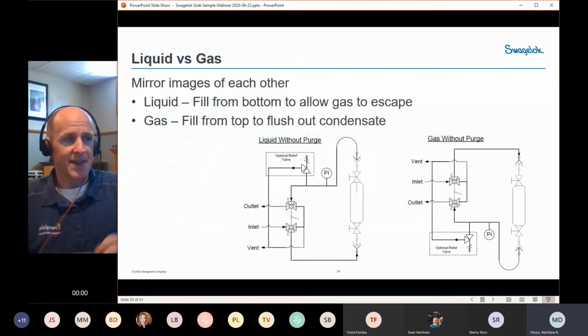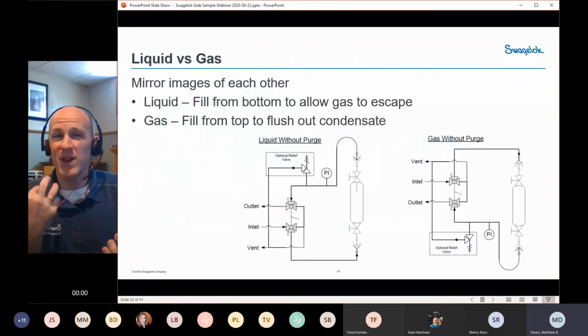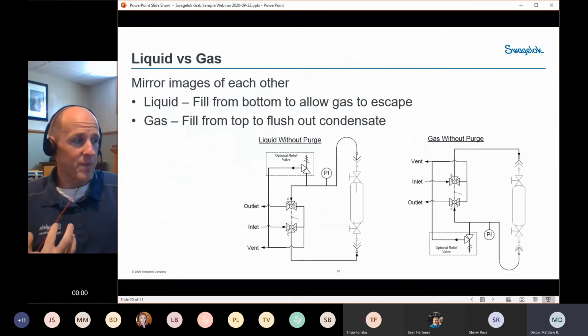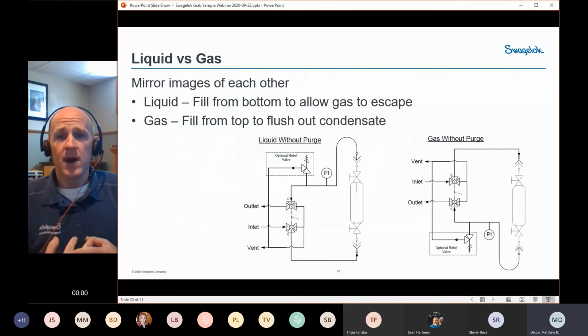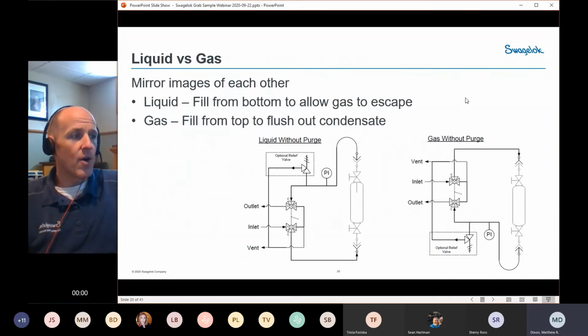So let's take a look at what's going to be the difference between a liquid panel and a gas panel. So again, these are cylinder panels, so they could be used for each, but in general, they're very similar, whether it's liquid or gas, just a few minor changes.